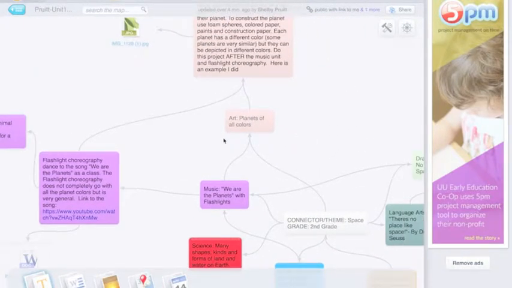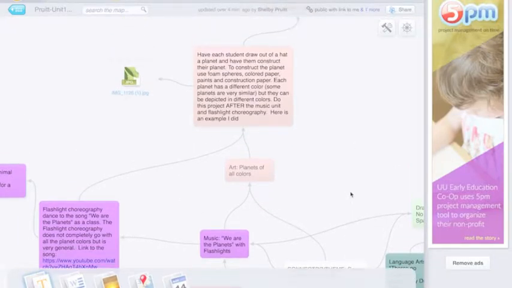Lastly, my art unit, I labeled it Planet of All Colors. I'm going to have each student draw a planet out of a hat and have them construct their planet. I am not going to have the students use the planets that they did in the drama language arts unit. They've done enough for that. I'm going to have the students construct their planet using foam spheres, colored paper, paints, and construction paper. Each planet has a different color. Some planets are very similar, but they can be depicted in different colors. Some planets have multiple colors.